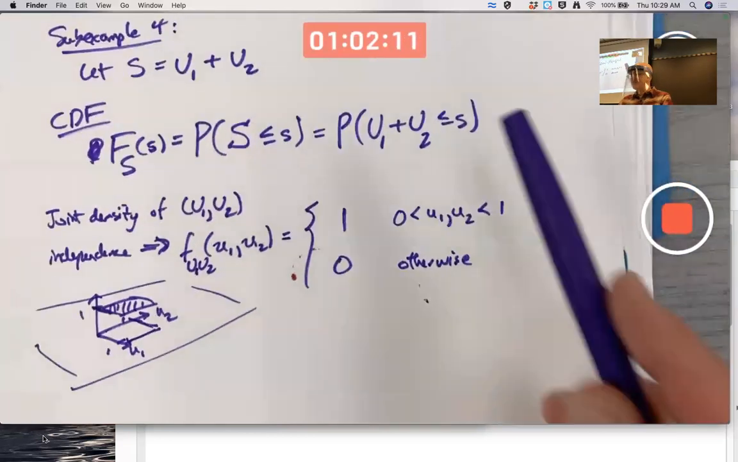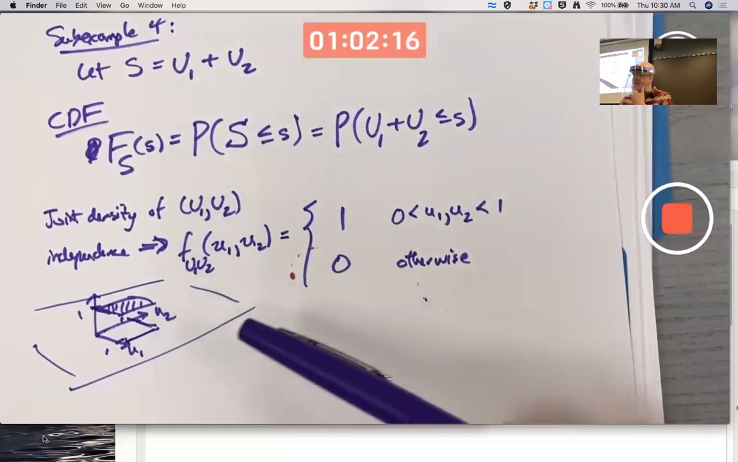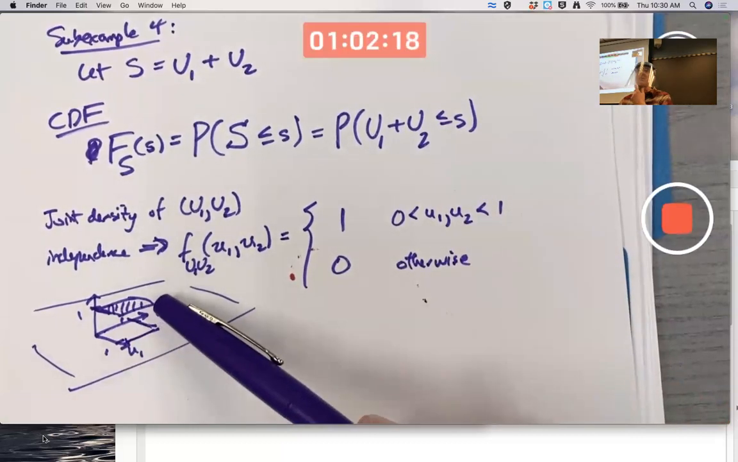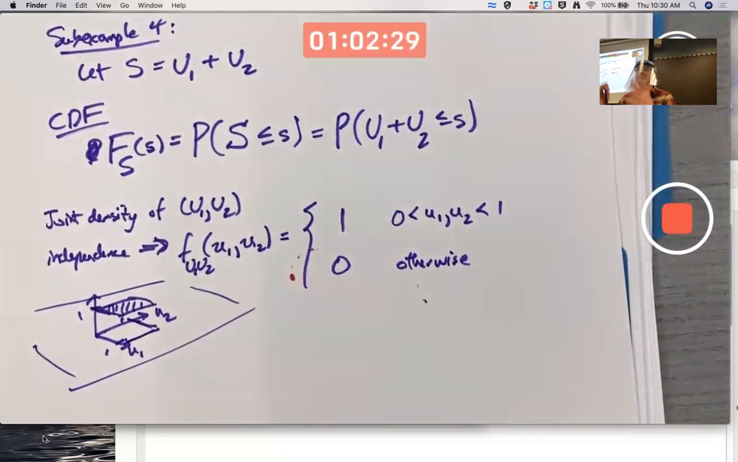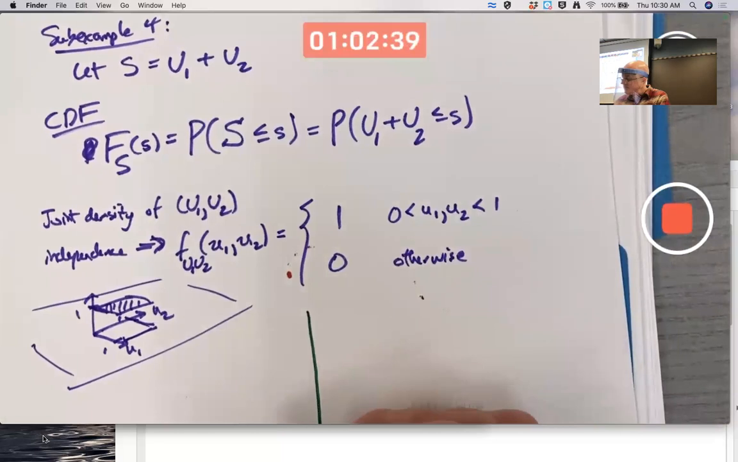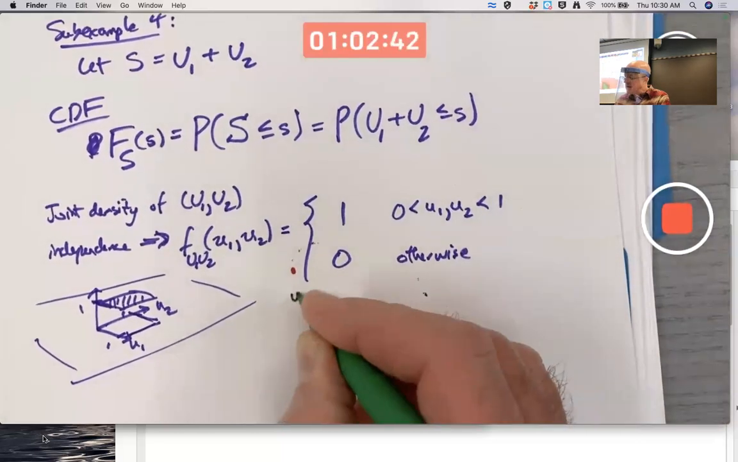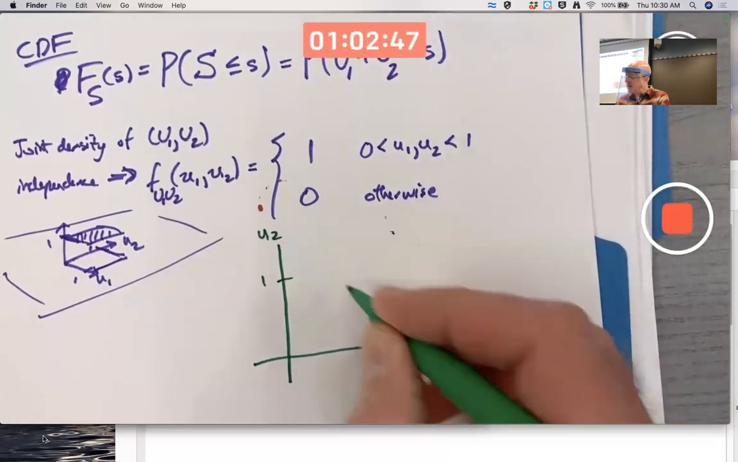And this probability can be thought about using this PDF. Effectively, because the height of this graph is 1, the volume, numerically speaking, under the graph is the same as the area above the square. And that holds for subsquares of the bigger square as well, or subregions of the square. So what you want to do is think about the U1, U2 plane, and the unit square in that plane.